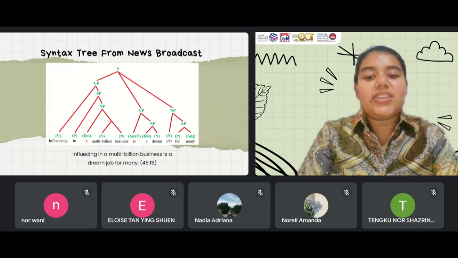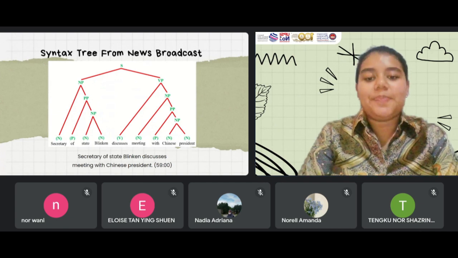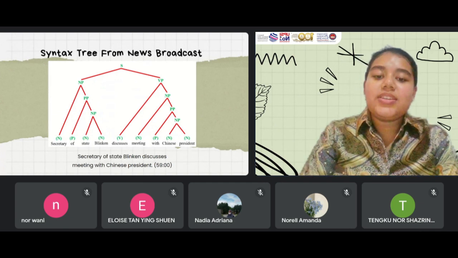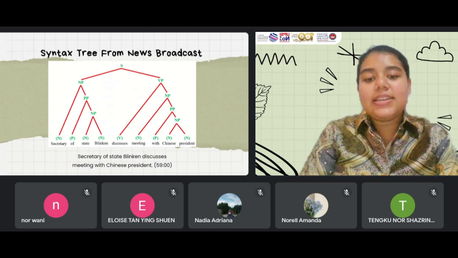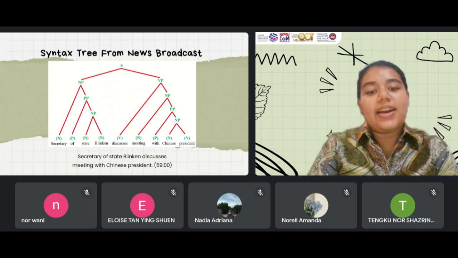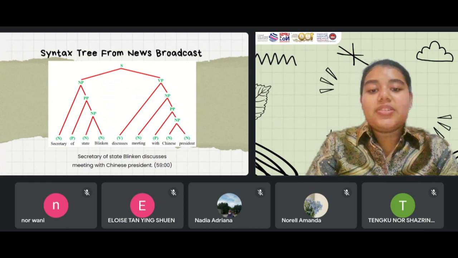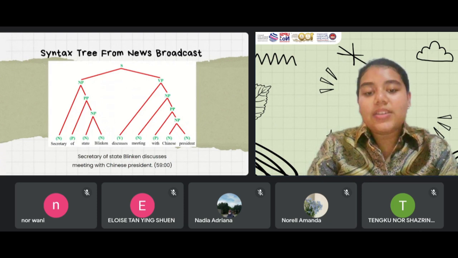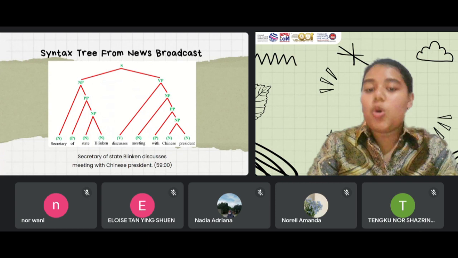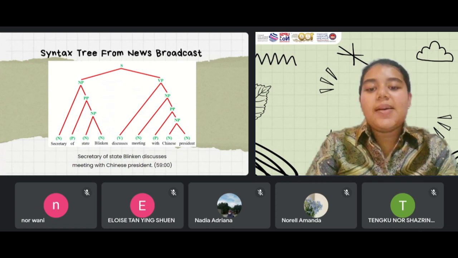Moving on to "Secretary of State Blinken discusses meeting with Chinese President." This sentence consists of 3 syntax rules, which is a noun phrase that can be made of nouns combined with either determiners, adjectives, phrases, or prepositional phrase. As for this sentence, all of the noun phrases are created from nouns only. The nouns that can be found in the sentence are Secretary, State, Blinken, meeting, Chinese, and President.